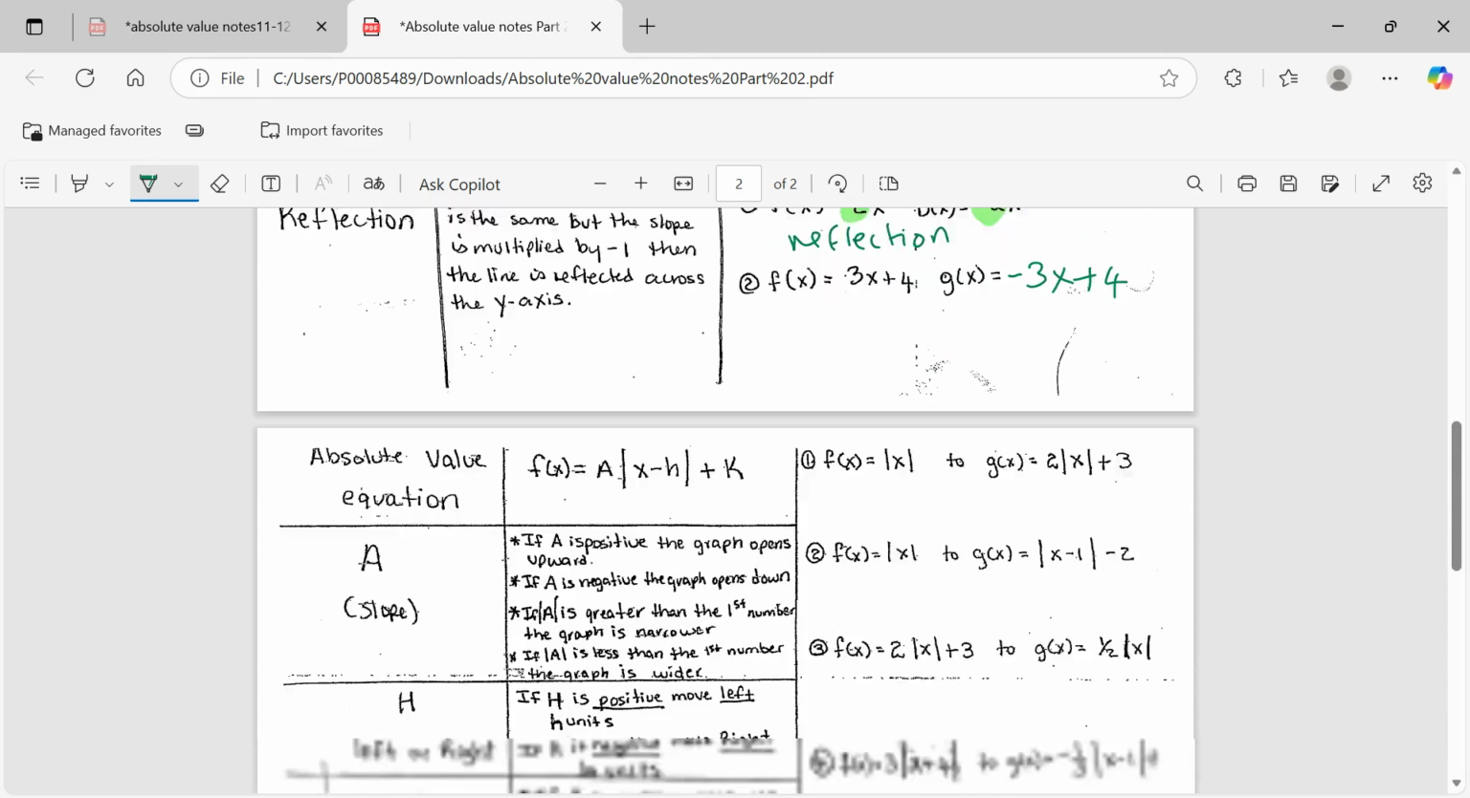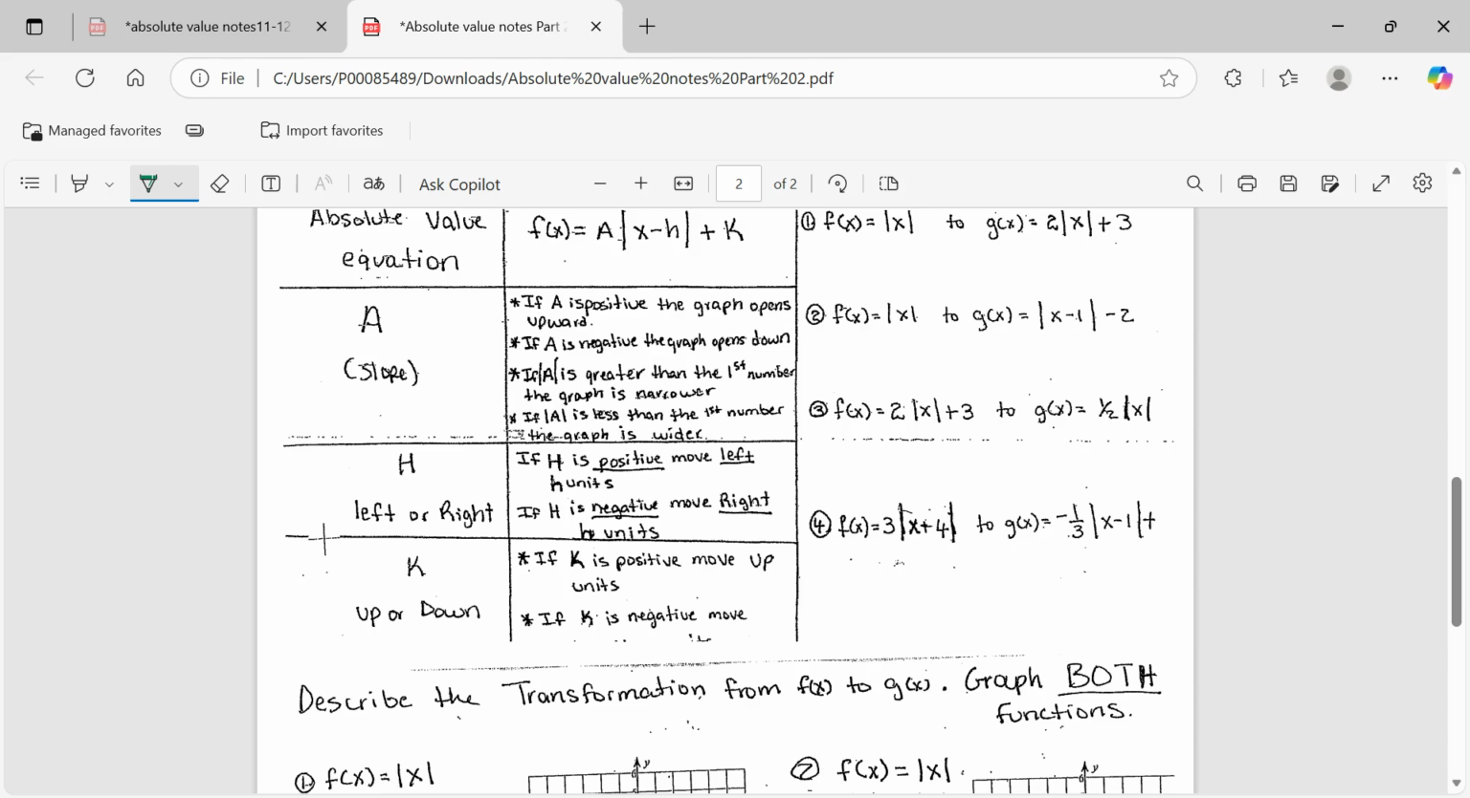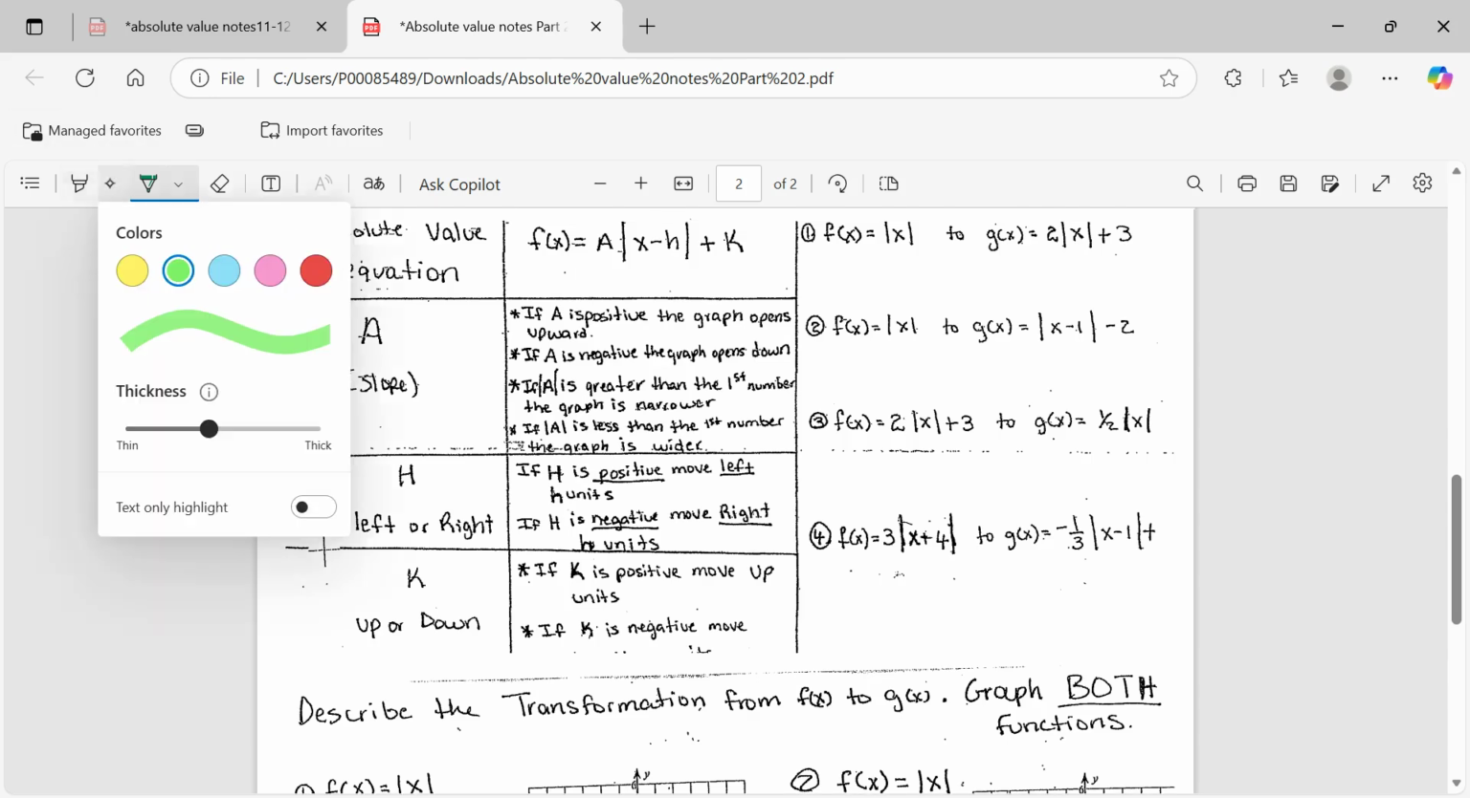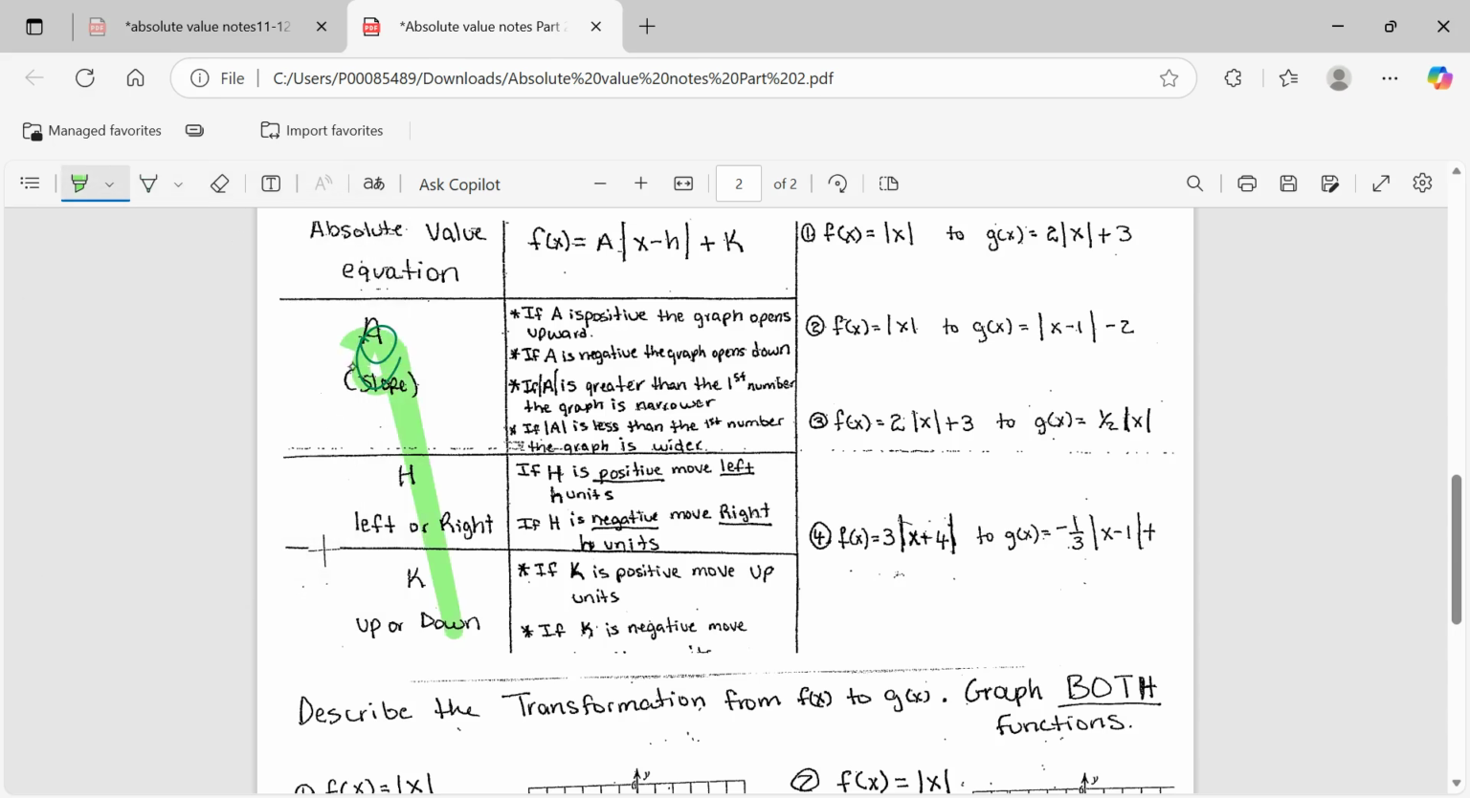Now the same thing is going to apply to the absolute value function, right? The A, your slope, is still going to be green. The A is going to be green. It's going to tell me, in this case, if there is a vertical stretch, if the number goes up, or a vertical compression if the number goes down.